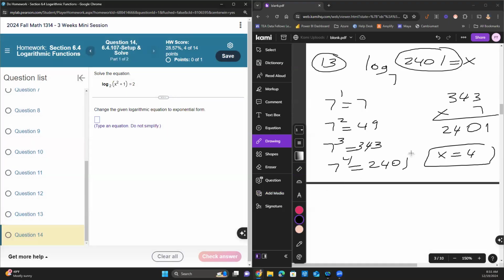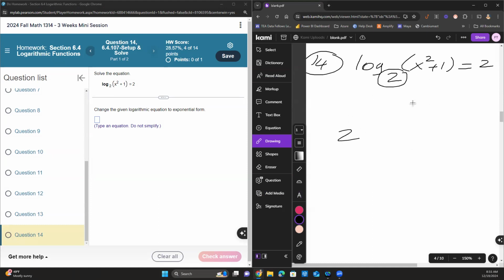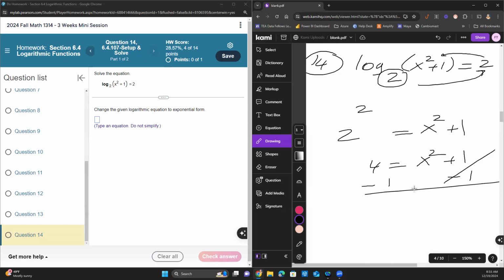The last question on the homework is number 14. It is log base 2 of x squared plus 1, and this is set to 2. I'm going to go ahead and convert this to an exponential equation again. If we repeat one more time, the base is 2, and then we're going to raise the base to the power given here, which is 2, and then we're going to make it equal to x squared plus 1. So this is 4, and this is x squared plus 1. Subtract 1 from each side. So 3 is equal to x squared. To solve for x, we need to take the square root of 3, and then it will return two answers, positive and negative.